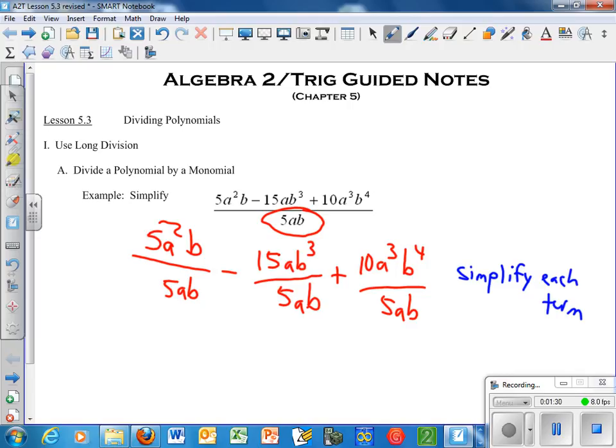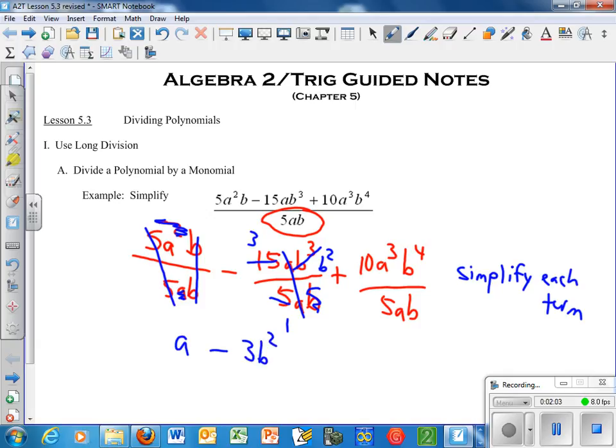So if I look here, my 5's cancel. This a on the bottom cancels with one of these and leaves me with a to the first. And this b cancels. So I am left with just a for that first term. Here, 5 goes into 5 once and into 15 3 times. The a's cancel. They're both to the first power. This b on the bottom cancels with one of these and leaves me with b squared. So my next term will be minus 3b squared.